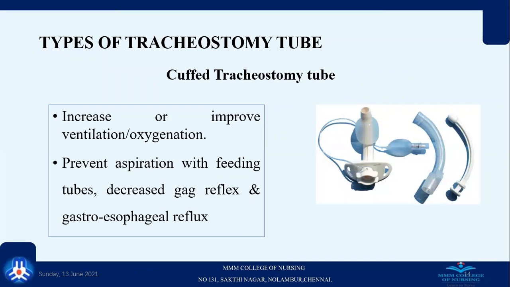Next, we'll look into the types of tracheostomy tube. We have the cuffed tracheostomy tube, where there is a cuff over the tracheostomy tube and which will be inflated with air. It is mainly used to improve ventilation or oxygenation. Having a cuff prevents aspiration with the feeding tubes and decreases gag reflex and gastroesophageal reflux.